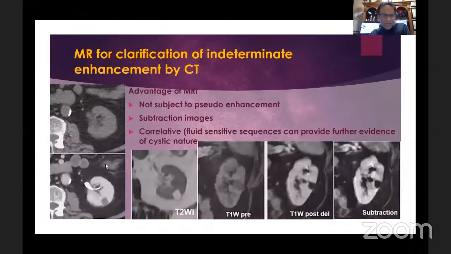In this patient, we went ahead and did MRI, and we can see that on T2-weighted images, it's a cystic lesion. There's some internal density on pre-contrast T1, but on post-contrast images as well as on subtraction, there is no enhancement. So this is a lesion containing mild hemorrhage. The advantage of MRI in such patients is we don't have to worry about pseudo enhancement. We have subtraction images to subtract out the protein or hemorrhage within the lesion, and we have very sensitive fluid sequences, which can help us diagnose these cystic indeterminate lesions.